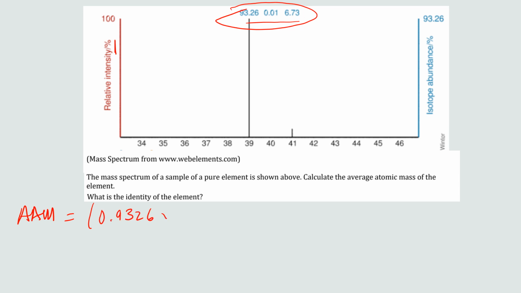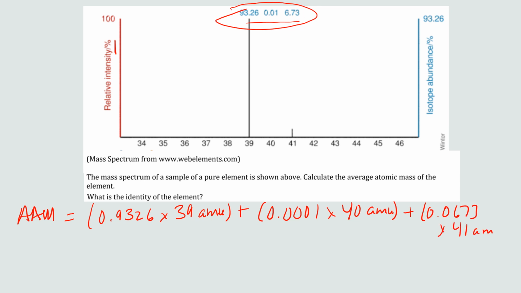0.9326 times 39 AMU plus 0.0001 times 40 AMU plus 0.0673 times 41 AMU. You do your math. You end up with an average atomic mass of 39.1347 AMU.